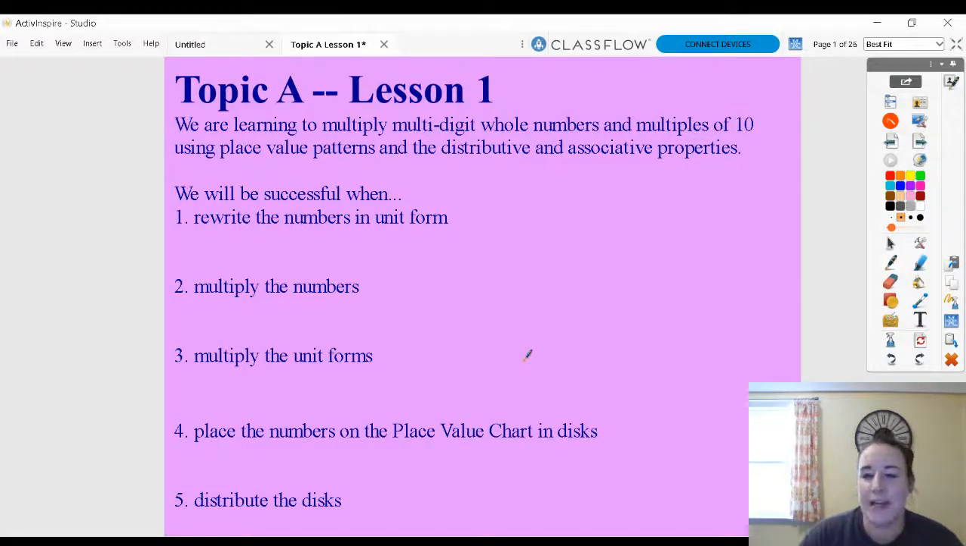I'm here to teach you Module 2, Lesson 1, where we're learning to multiply multi-digit whole numbers and multiples of 10 using our place value patterns and the distributive and the associative properties. So for us to do this, we're going to have problems like, say, 20 times 30. We've got to be able to take our numbers and rewrite them in unit form. So this would be 2 tens times 3 tens. So it's the same problem, it's just written in a different form.